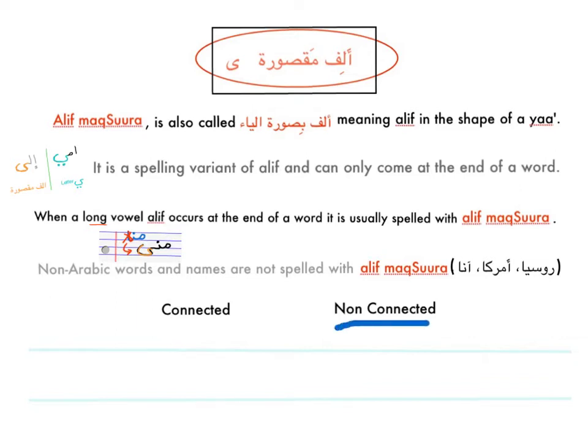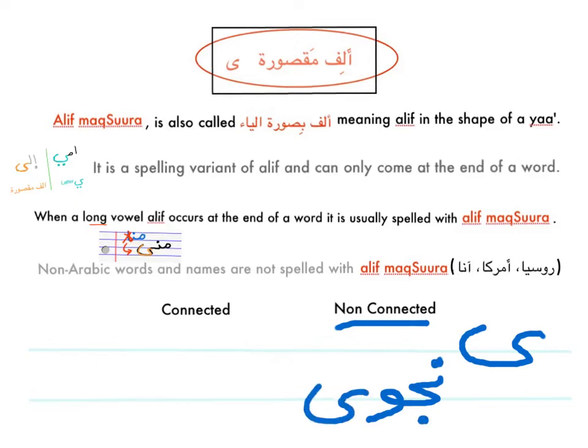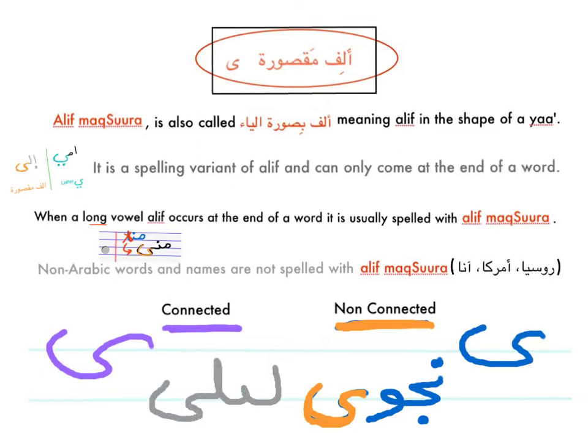Alif maqsoora comes in two forms. In non-connected form, we write it like this. An example for this would be the name Najwa. In its connected form, we write it like this. A good example of this would be the name Layla. An interesting thing is that the name Layla, you can find it in all languages.